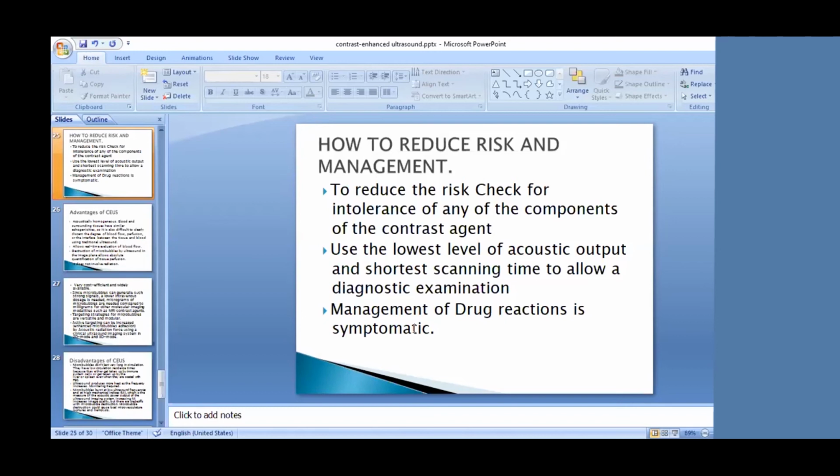Okay, management of a drug reaction is symptomatic. If there is any drug reaction, we will manage it symptomatically. We will try to reduce our scanning time as much as possible. And we will use the lowest level of acoustic output, because with high acoustic output, these microbubbles will blast. So we will use the lowest acoustic output and shorten the scanning time.